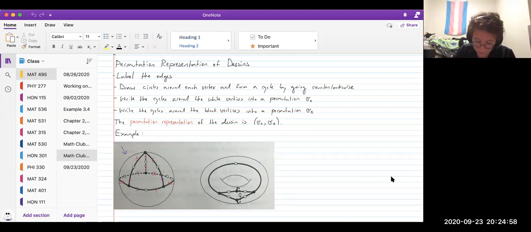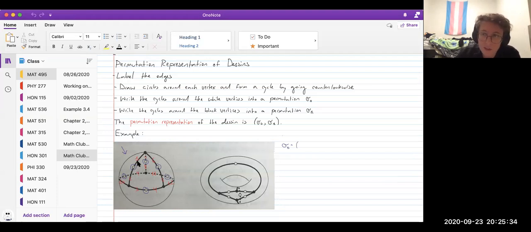Okay, so now let's come up with our permutation representation. So first, let's see what sigma 0 is. This is the one that worries about the white vertices. So our white vertices are all these.